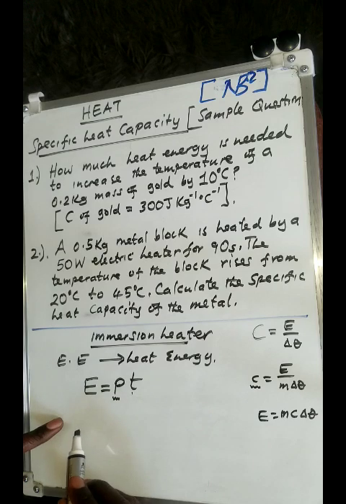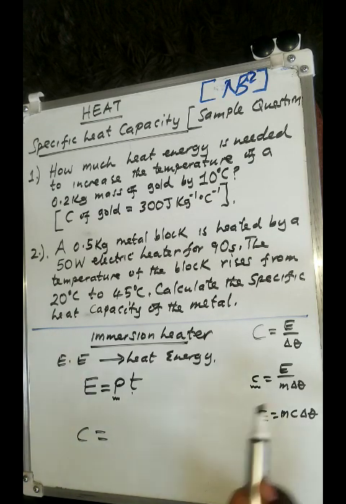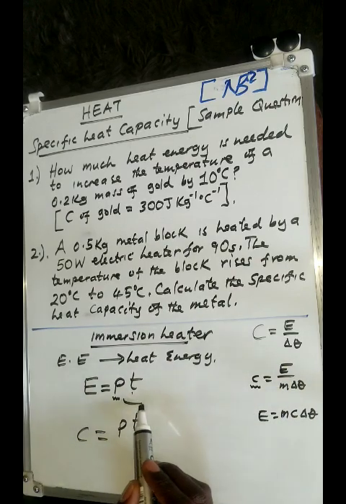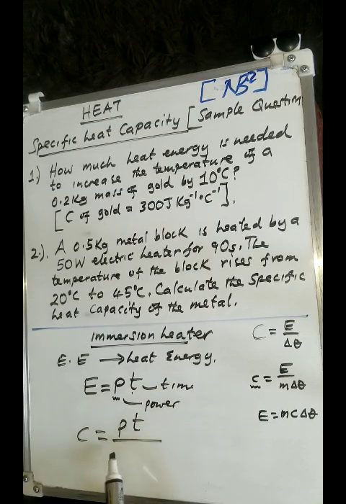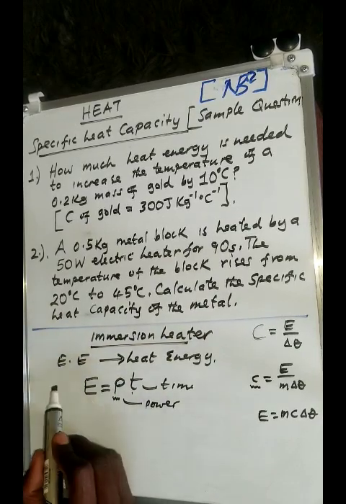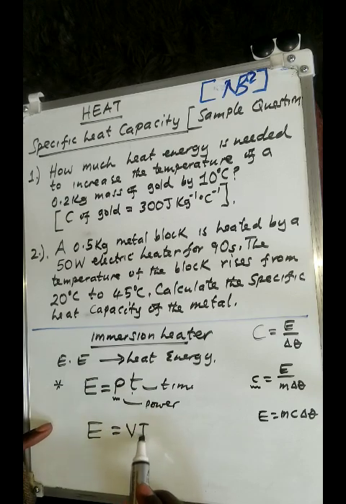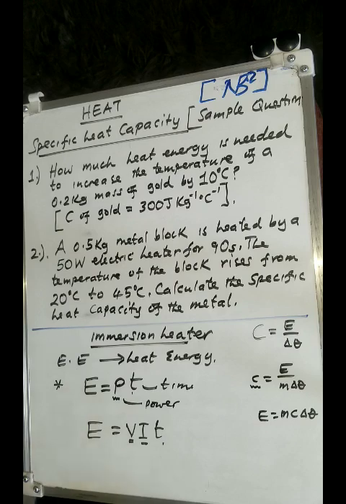For example, if I want to find the specific heat capacity and I was using a heater, where there's energy, I can replace it with power multiplied by time, where P is representing power and T is representing time, over the mass and the change in temperature. So it is possible you can do that. But specifically when you are dealing with experiments, you also need to remember that power is equal to voltage times current. So you may know the voltage, the current, and the time. You can still calculate your energy.